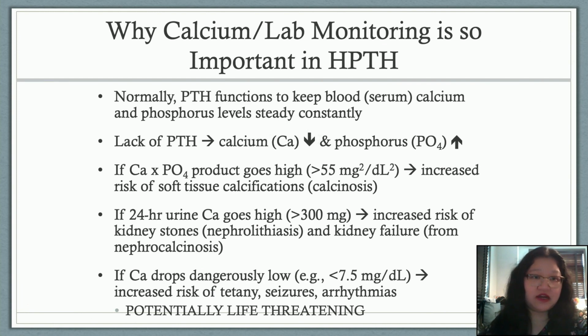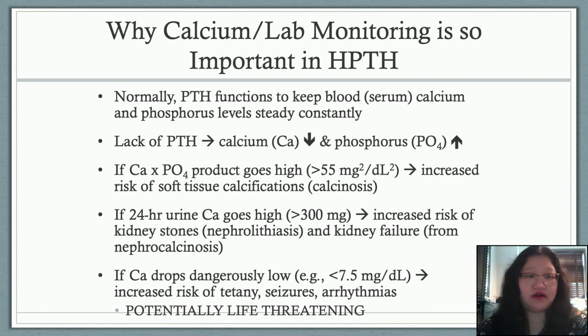So first, why is calcium and lab monitoring so important in hypoparathyroidism? As you've probably heard earlier today, normally PTH functions to keep the serum calcium and phosphorus levels steady on a continual basis. So when you lack PTH, that's going to lead to a decrease in serum calcium and an increase in serum phosphorus. And if the calcium by phosphorus product goes high, that's usually more than 55 in general, then you're going to be at increased risk of soft tissue calcifications, what we call calcinosis, and especially things like nephrocalcinosis, which can lead to renal failure.